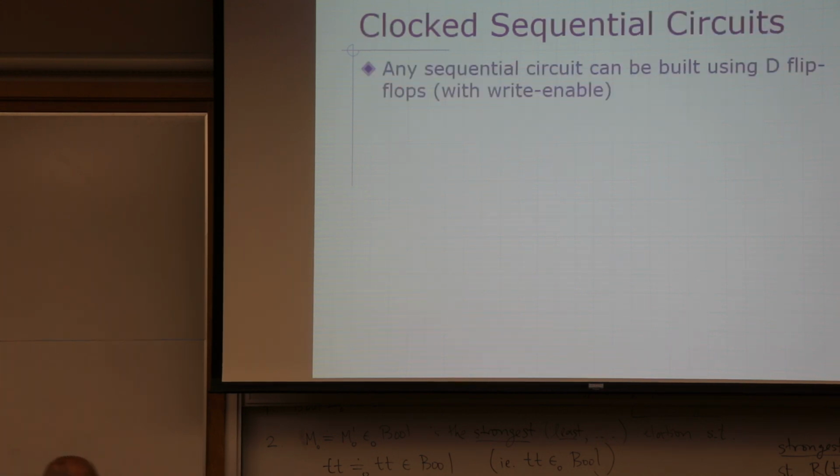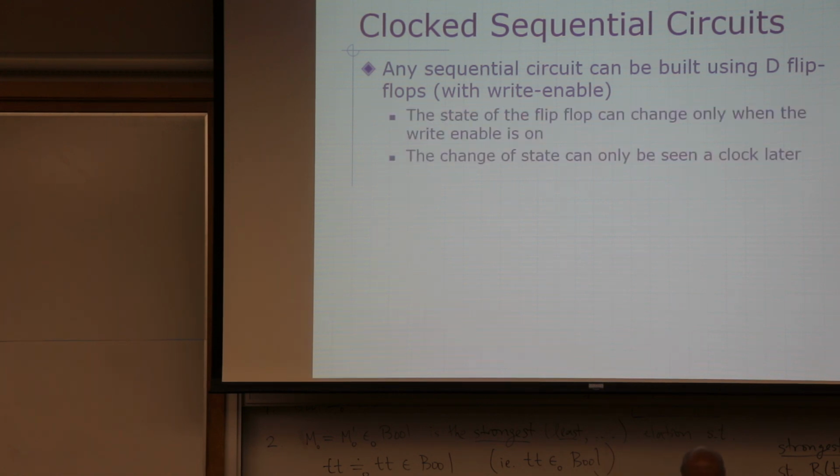Just a summary of what a clocked sequential circuit is. Any sequential circuit can be built using D flip-flops. The state of the flip-flop can change only when the enable is on. The change of the state can only be seen a clock later. This is something you have to internalize because this is different from software. I have a register, somebody's reading it, and somebody's trying to update it. The readers will see the current value of the flip-flop, not the incoming value. The incoming value can only be seen a cycle later.